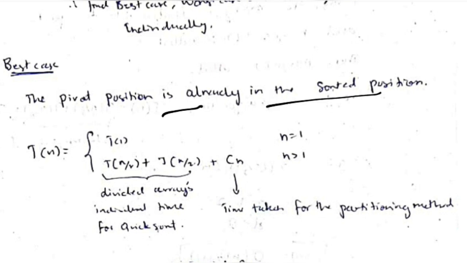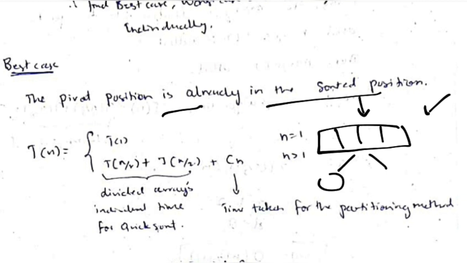So if you consider the pivot element, if it's already in the sorted position, we need not perform the partition algorithm. We can just directly divide the array into two parts. Okay, so the best case will be when the pivot position is already in the sorted position. So that time, the time complexity will be just dividing.